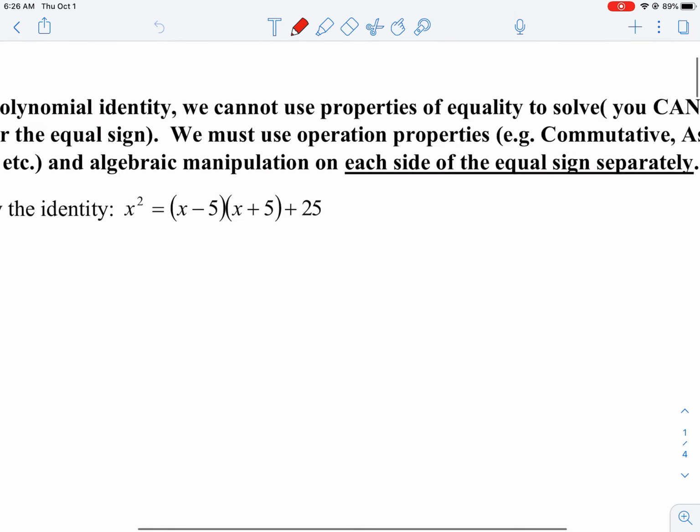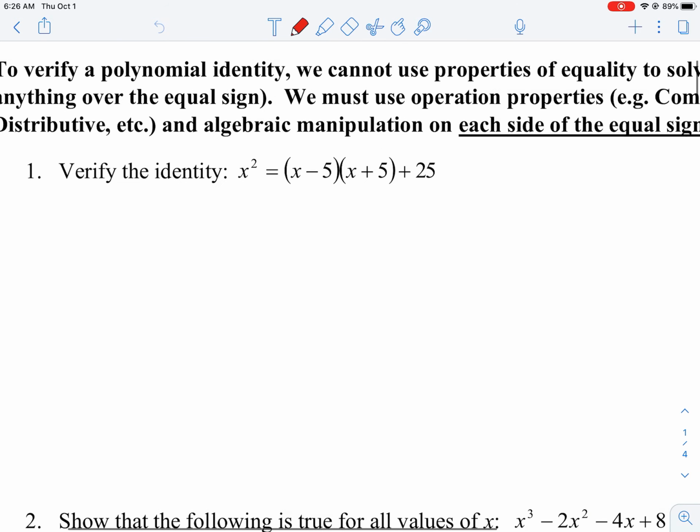Number one, we want to verify the identity. What I want to show is that what I have on the left side of the equation is equal to the right side of the equation. Not our usual way of typical solving where you move variables to the left side and simplify as is. In this case, we're going to be showing that the left side, this x squared, can equal what we have on the right here.